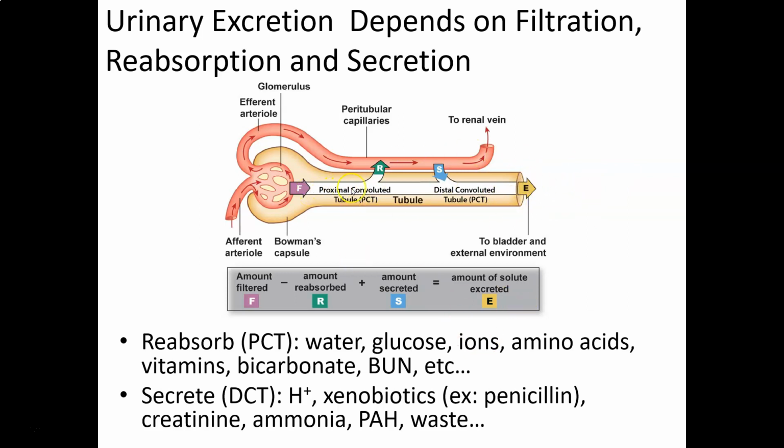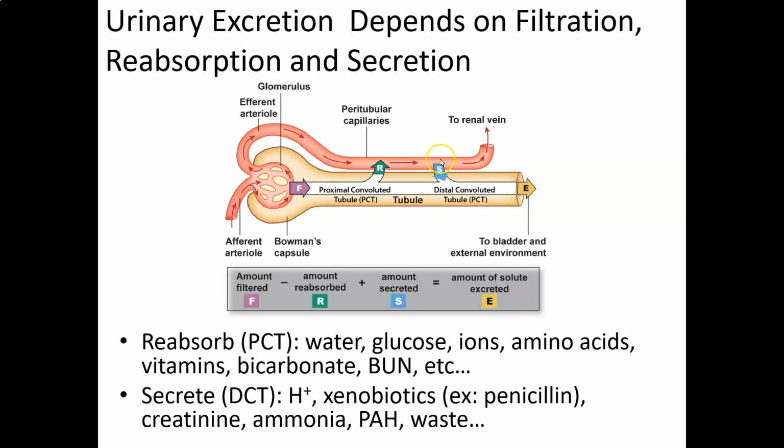Now, also, as fluid travels through, perhaps we did not filter enough of certain substances into the urine to pee out. So we can also, which is the opposite of reabsorption, do secretion. Now, secretion happens typically in the distal convoluted tubule. It should say DCT right here. I can't change that because it's part of the figure. So it should say DCT, distal convoluted tubule, right?